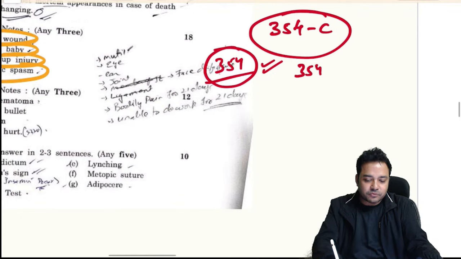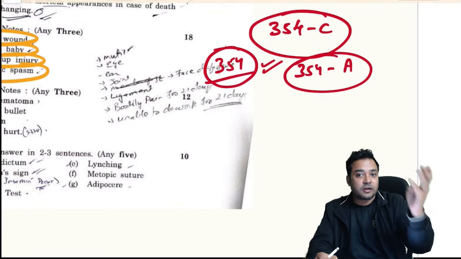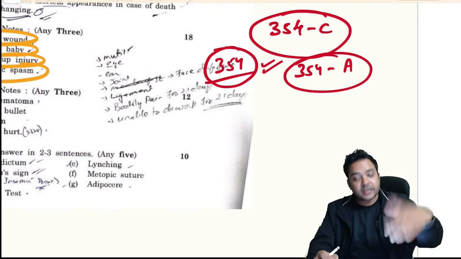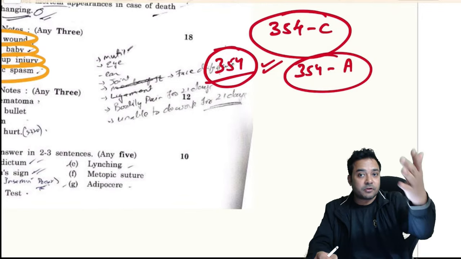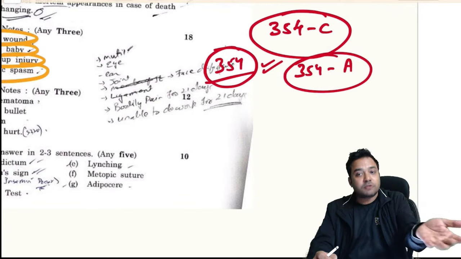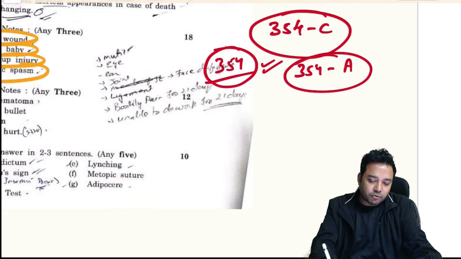354A. A goes with A of harassment. What things are sexually harassing a female? Unwelcome physical contact, demand for sexual favor, showing pornography to a female without her will, or making sexually colored remarks to a female. 354A will be applied. This is sexual harassment to a female. There is nothing called sexual harassment to a male in India. In India. Then comes 354B.